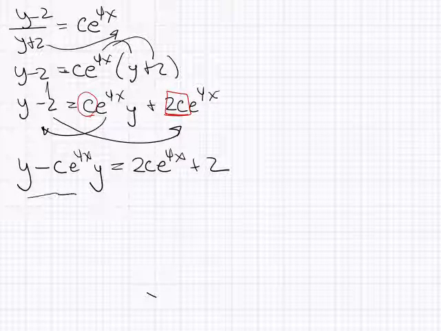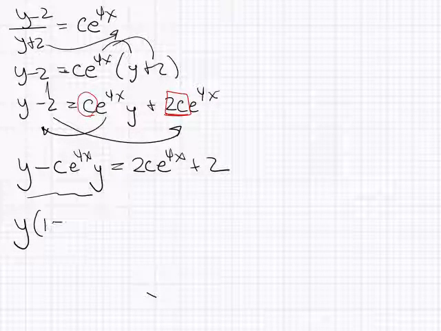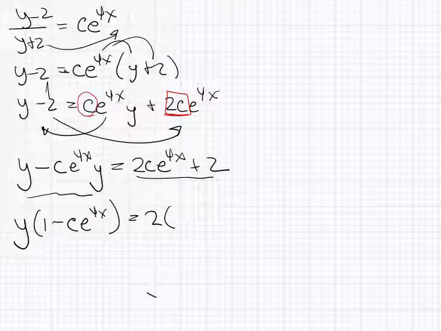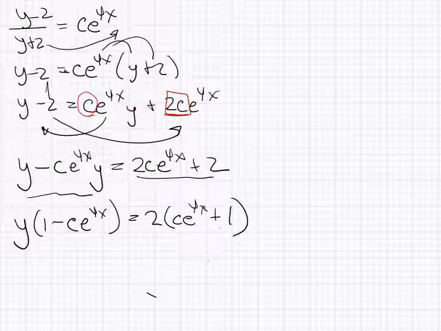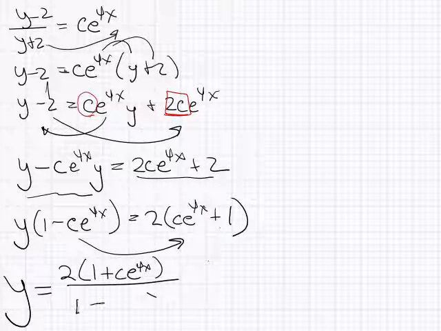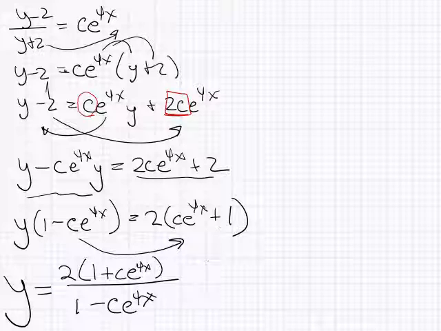Okay, then I'm going to factor a y out of here: 1 minus c e to the 4x. I'm going to factor 2 out of here, so this will be c e to the 4x plus 1. I'll divide this, and finally, y equals 2 times 1 plus c e to the 4x over 1 minus c e to the 4x. That was a lot, but it was just algebra, and it was really just to get to explicit form. Anyway, there's your solution to the differential equation.